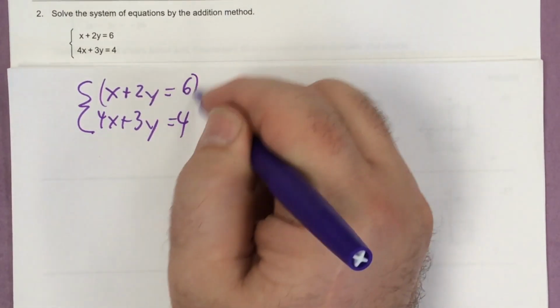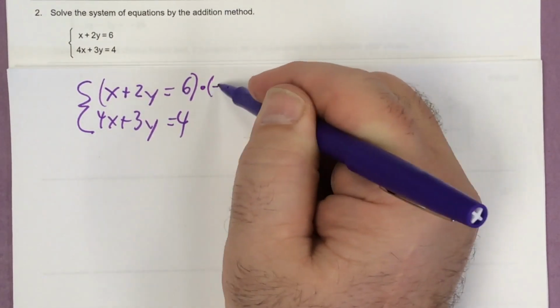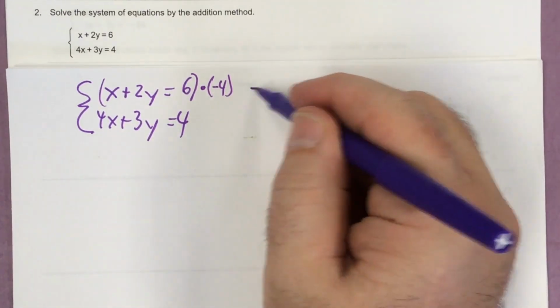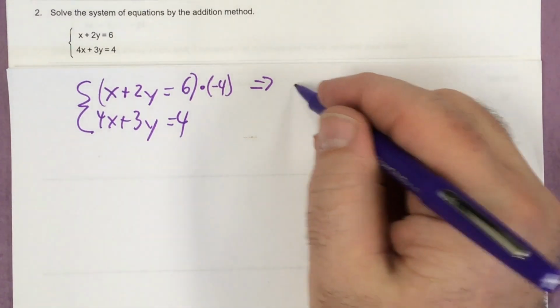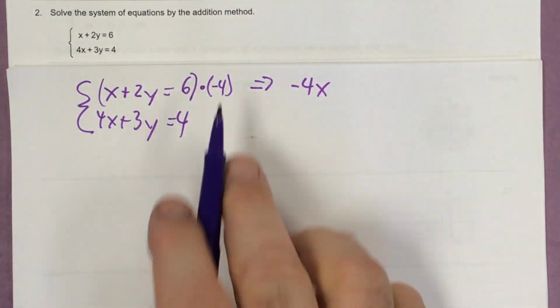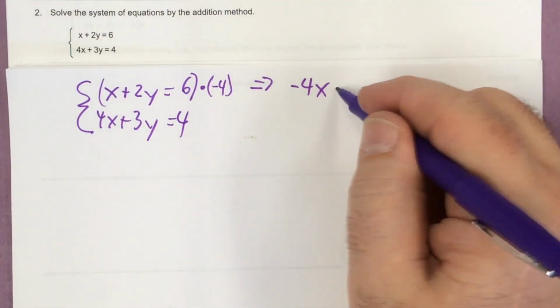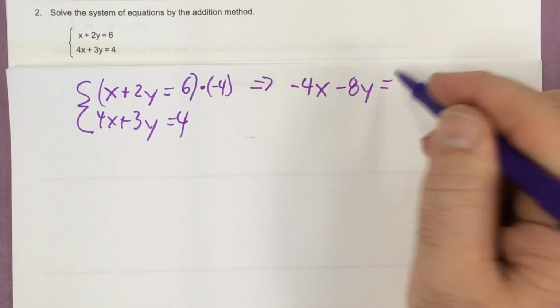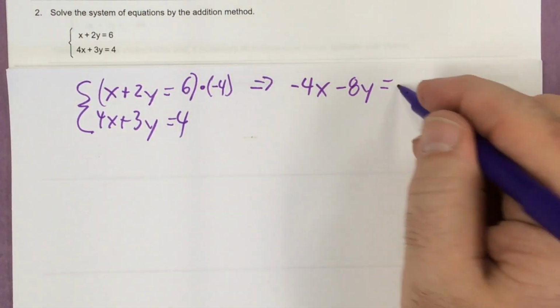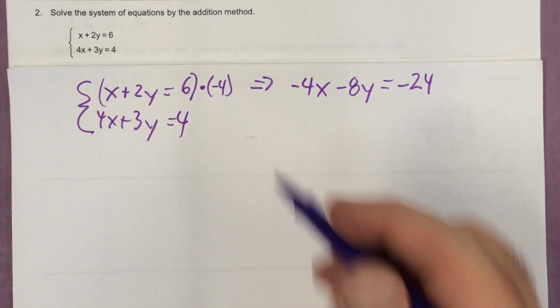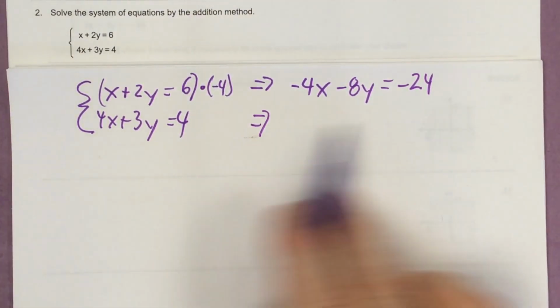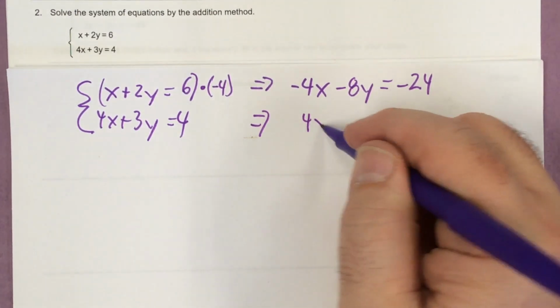So this first equation, I'm going to multiply by -4, and we're going to rewrite this equation to see what we get. So -4 times x will be -4x. -4 times 2y will be -8y. And then -4 times 6 will be -24. This second equation here, I'm not going to change at all. I'm just going to rewrite it down below.